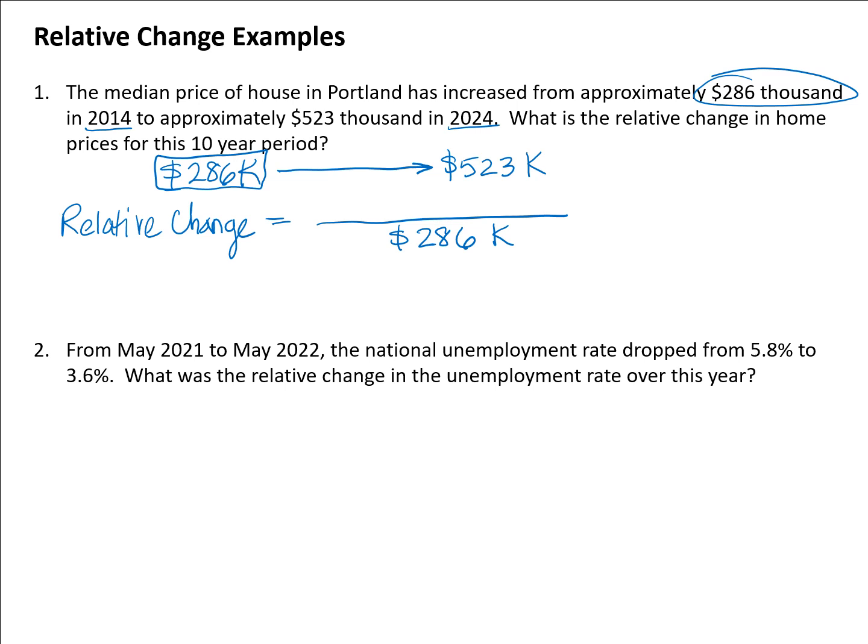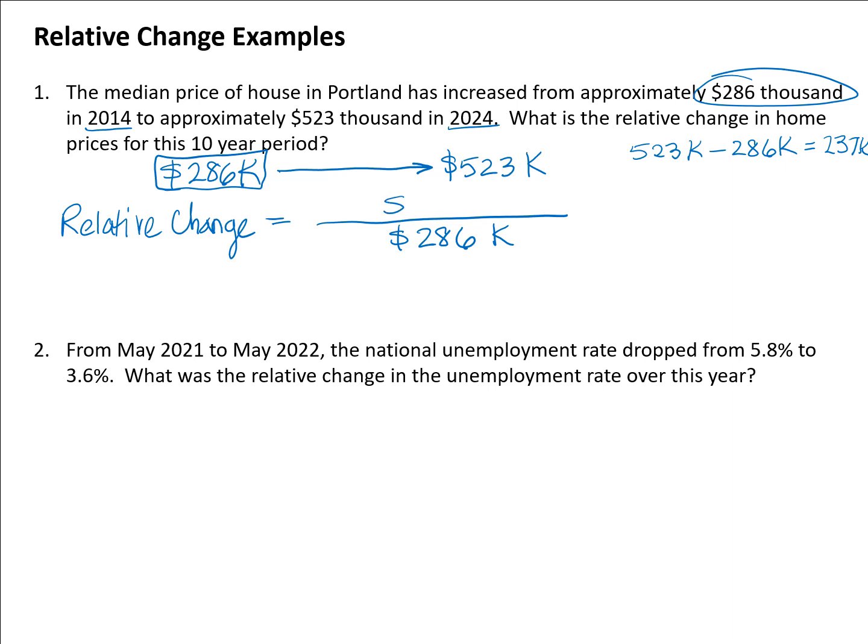Now, my numerator in a relative change calculation is going to be the absolute change between those two prices. So it's going to be the difference. So the absolute change would just be subtracting those, 523K minus 286K. If I do that subtraction, I get 237K.